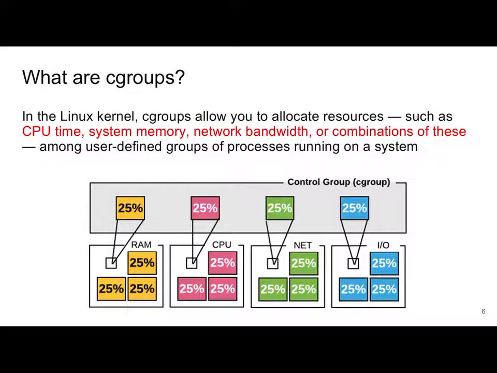What are C groups? In the Linux kernel, C groups allow you to allocate resources such as CPU time, system memory, network bandwidth, or a combination of these among user-defined groups of processes running on a system. In the diagram below, we can see that the RAM, the CPU, the bandwidth, and I/O have been divided and allocated to a particular C group.